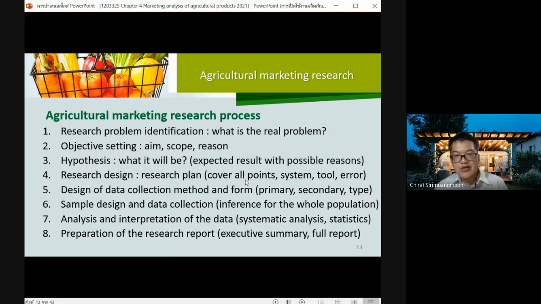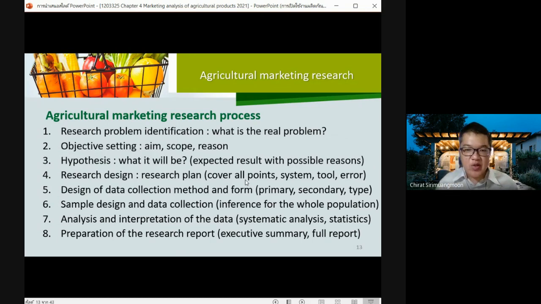And then you need to set the objective of the study by setting what is the aim of the study, what is the scope, or what is the frame of the study. Will you study just exporters or importers, or what is the age group of the customer, and why? What is the reason why you want to set this objective? So it's all linked together to be the objective of the study.